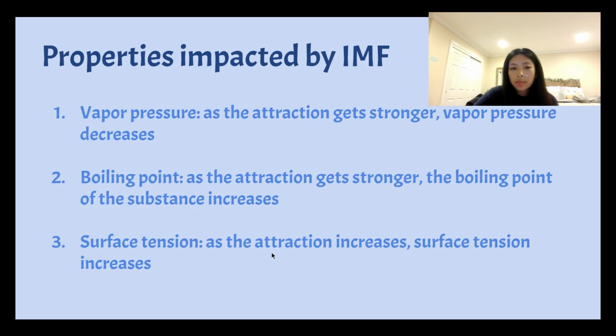Okay, properties impacted by IMFs. Vapor pressure: as the attraction gets stronger, vapor pressure decreases. Boiling point: as the attraction gets stronger, boiling point increases. Surface tension: as the attraction increases, surface tension increases. Make sure you understand how to explain these.